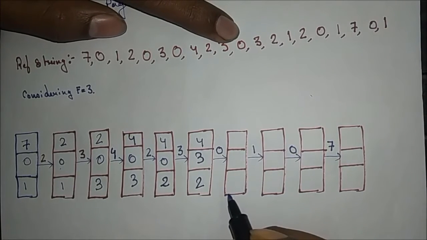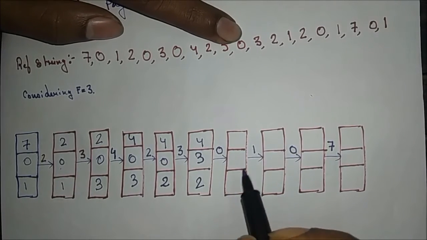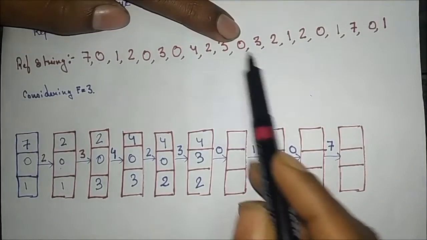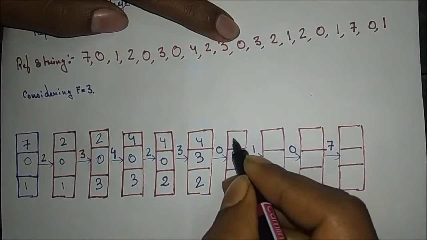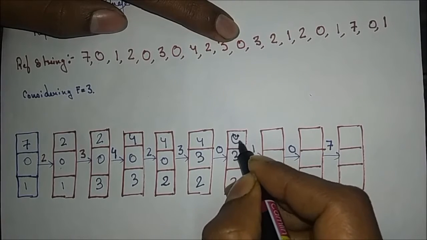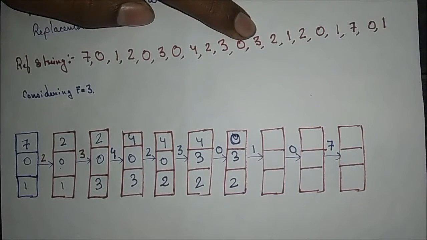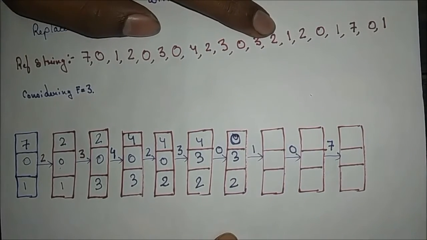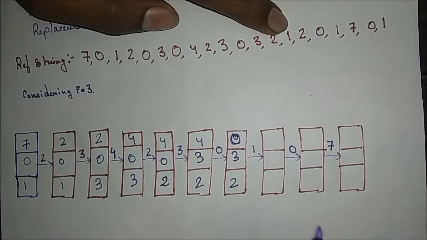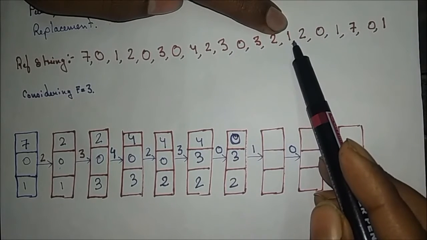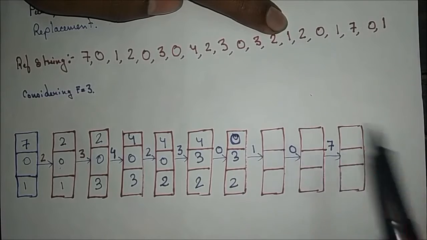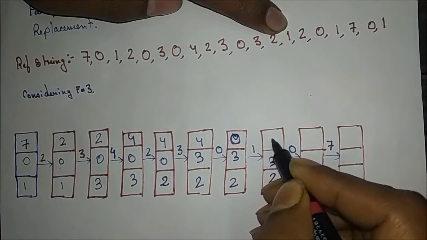The next is 0. Now 2 and 3 are already there, which means 4 will be replaced with 0. The next page is 3, it's already there. The next page is 2, it's also already there. Then 1. Considering 1, which page should be replaced? 3 and 2 are recently used, so I write 3, 2, and 0 will be replaced with 1.